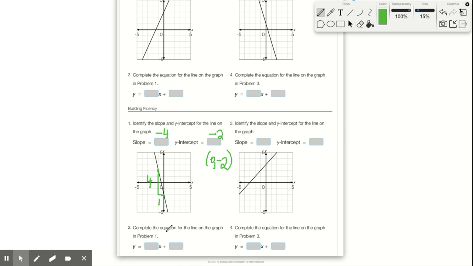Number 2 says complete the equation for the line on the graph in problem 1. So here, y is equal to blank x plus blank. What they're asking is you to fill in the slope-intercept form. Y is equal to mx plus b. Here's the m, x plus b. M stands for slope, and in our case, slope is -4. So -4 will go here. And b is the y-intercept, and in this case, the y-intercept is -2. Right?